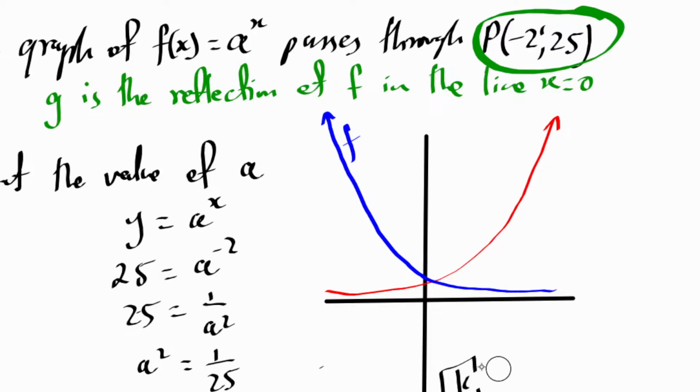Now, the next question they asked here was, if g of x is equal to b to the x, determine the value of b. Again, it's a conceptual question. Suppose g of x, the red one, is equal to b to the x. What should be the value of b?